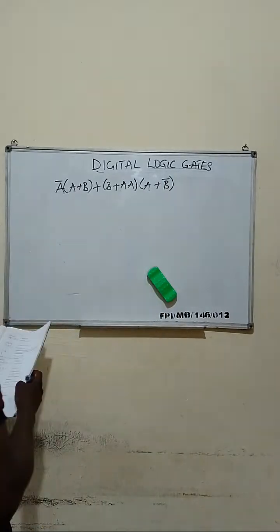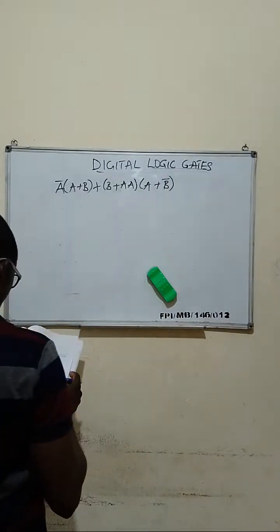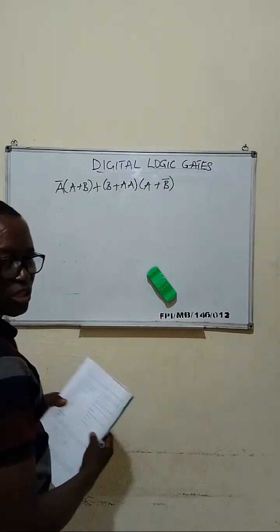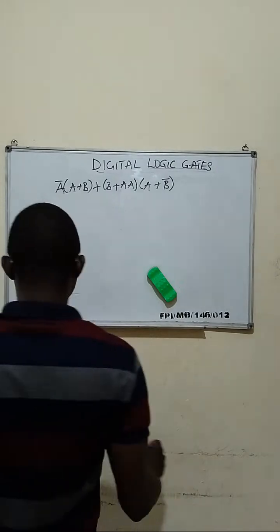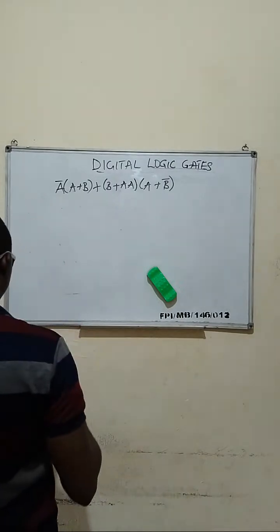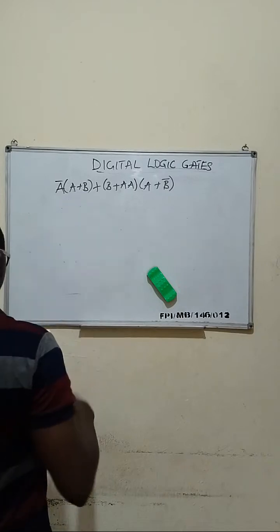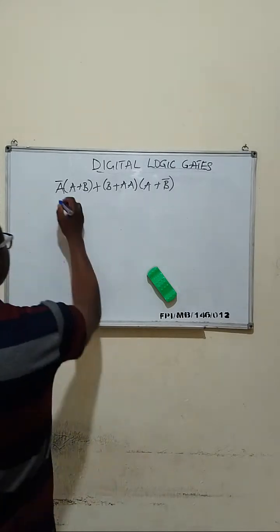Okay, that's the expression given. To simplify this, we apply the Boolean algebra step by step with De Morgan's theorem. Now we can open this up using the distributive law.